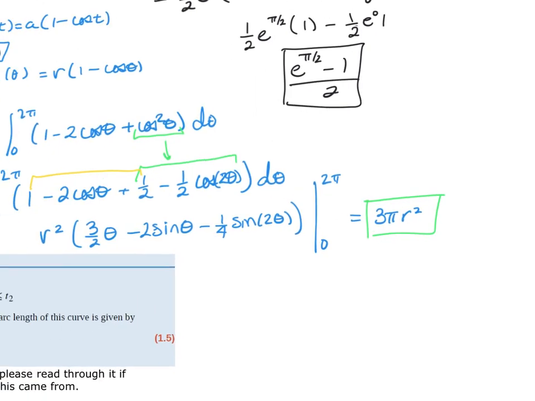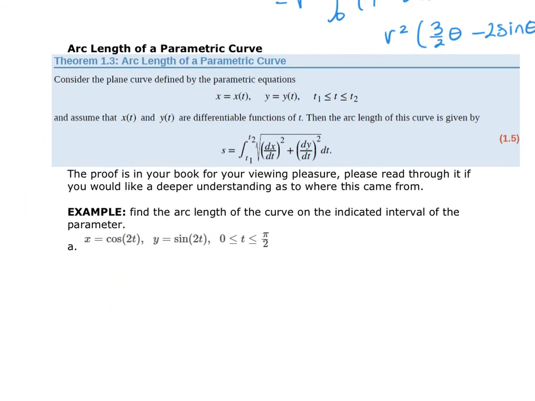Cool. Let's go ahead and look at the arc length of a parametric curve. Arc lengths are going to be really, really similar to the way that we found arc lengths before.